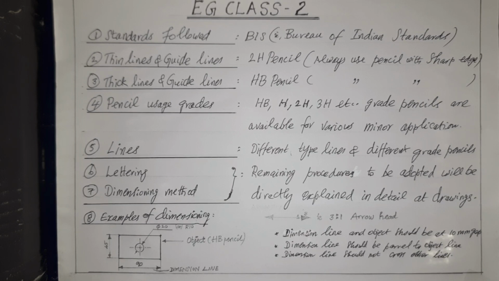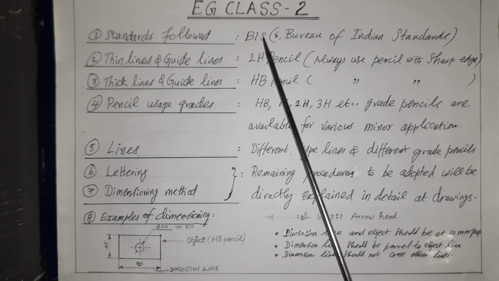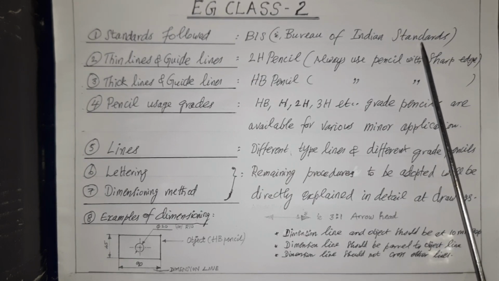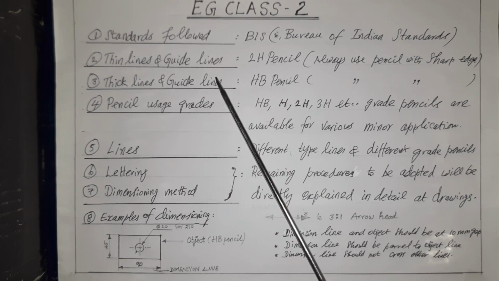Regarding rule of standards, we follow BIS rules. Refer to the drawing sheet. Standards followed: BIS, that is Bureau of Indian Standards. Next, the procedure of drawing the lines is to be known based on pencil grade and drawing methods.